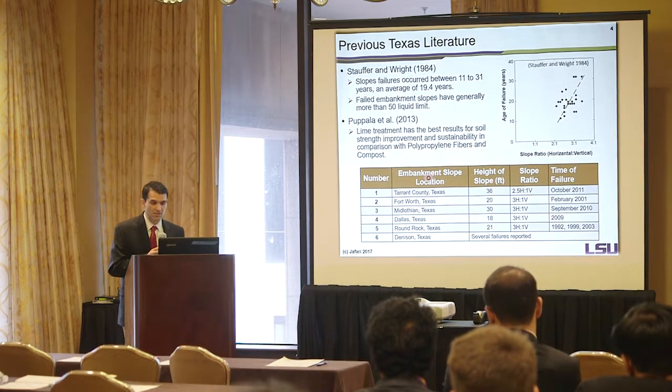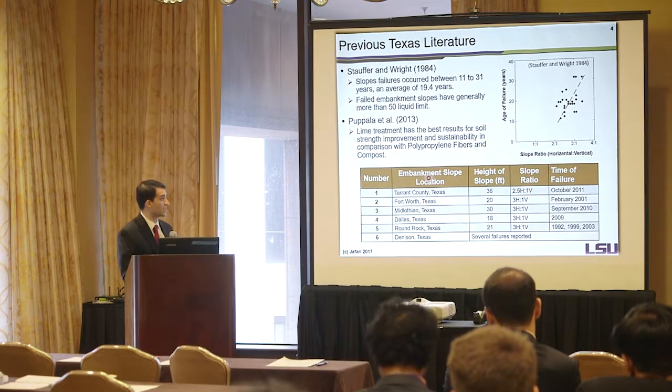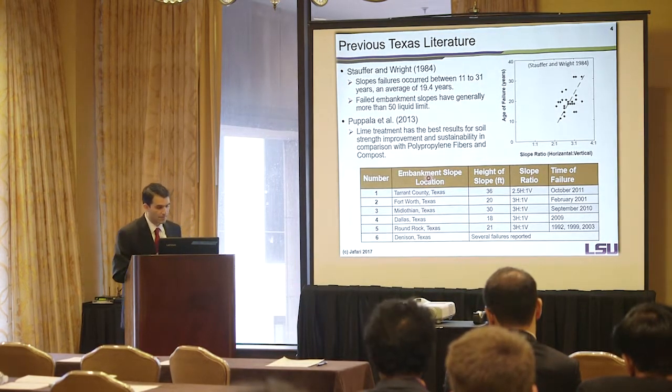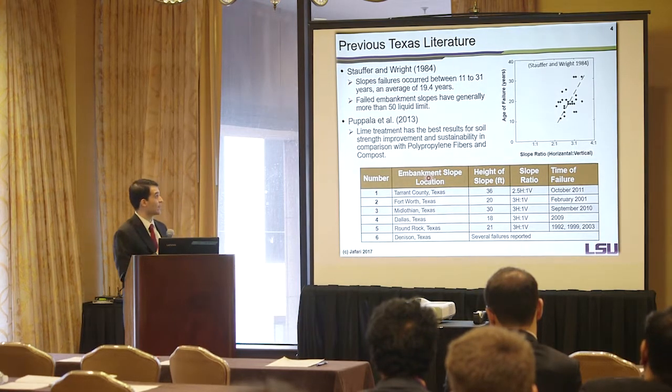Moving over to Texas, this has also been investigated for many years. Stauffer and White back in the 1980s looked at a database of slope embankment failures along highways. Average age of failure was 20 years, and the liquid limits were generally above 50. And so they were developing correlations of slope ratio, slope angle with age of failure.